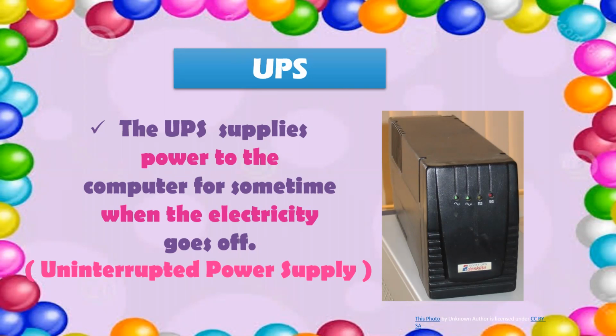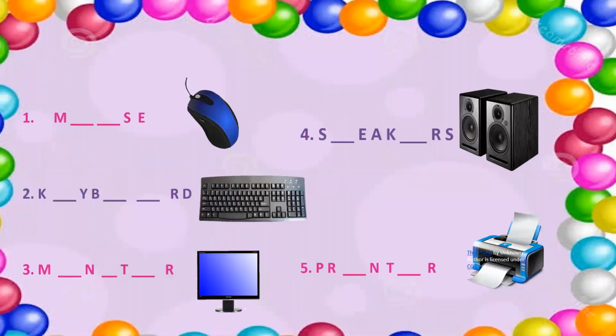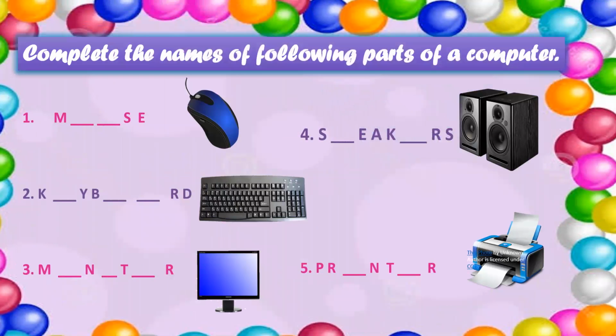Okay, now let us do a small activity. That means a small test. I want to test you, children, based on the topics we have covered now. You have to complete the names of the following parts of a computer. Some parts of a computer are given, with missing letters, and you have to fill in the missing letters by seeing the pictures. Okay, children, now tell me the first one. See the picture and tell me what is it, children? The smallest part is mouse.